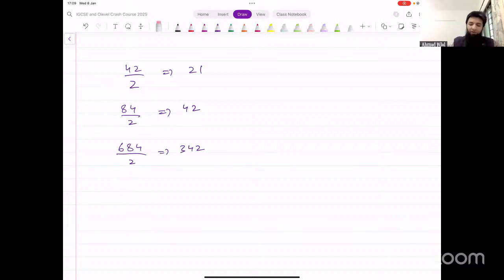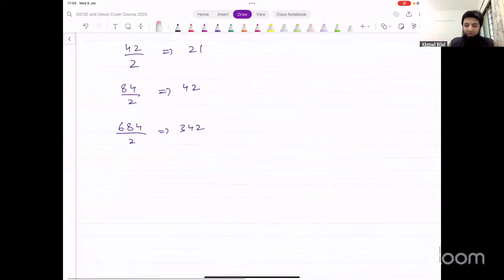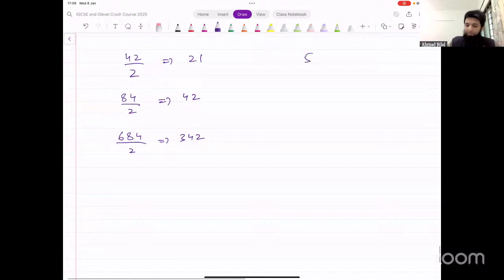But what if they're not? What if you've got something else? You've got 52, for instance. How is this going to work? Now, you can do that division process in your head for this. 5 over 2, you cannot divide 5 by 2, but you can divide 4 by 2, right? Divide 4 by 2 first. What does that give you?